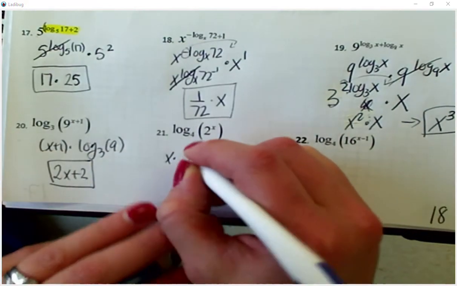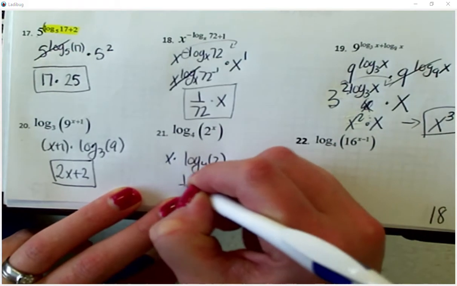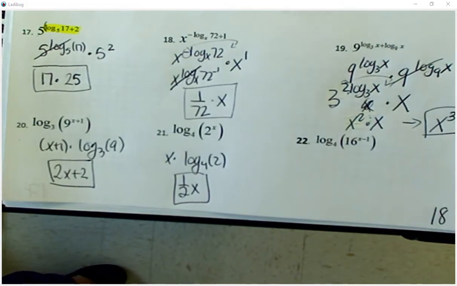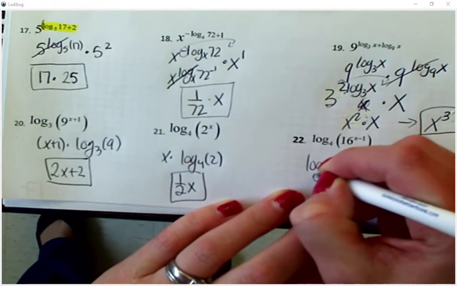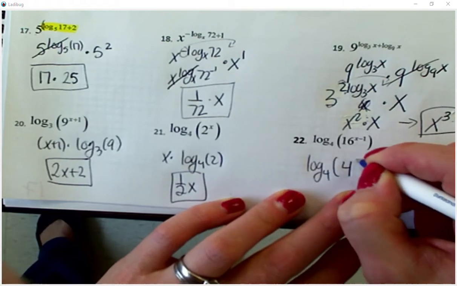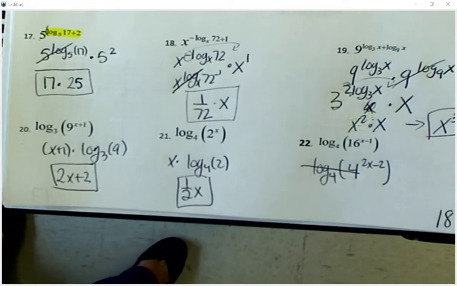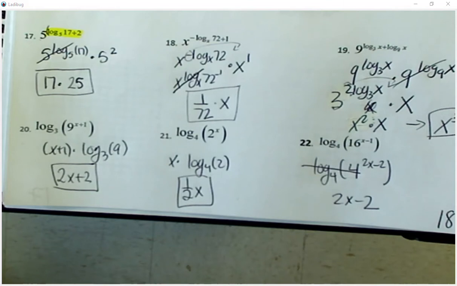Here, x log base 4 of 2 is 1/2. I'm not doing it the inverse property way. I'm just moving my exponent down and I'm evaluating. I'll do the last one the inverse property way. Log base 4 of 4, 2x minus 2. And I'm like, oh, they cancel out. But be really careful. That comes down as a 2x minus 2.